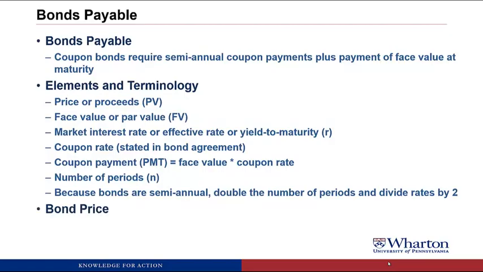And the bond price is going to be equal to the present value of that face value amount or future value amount plus the present value of the stream of payments, that annuity.